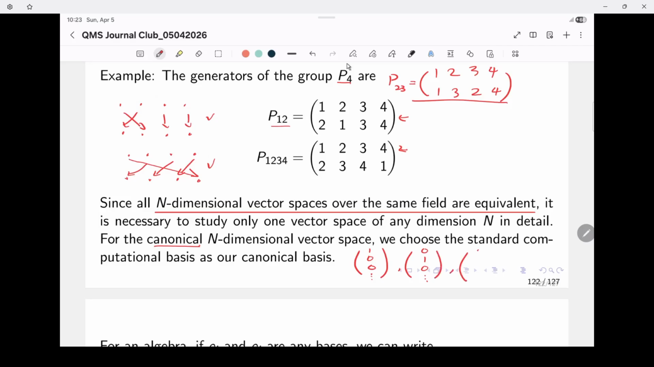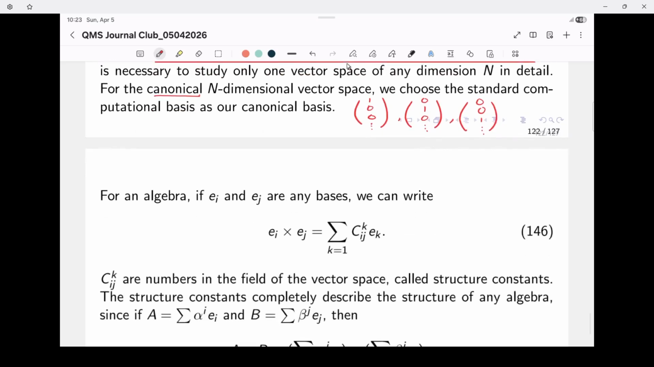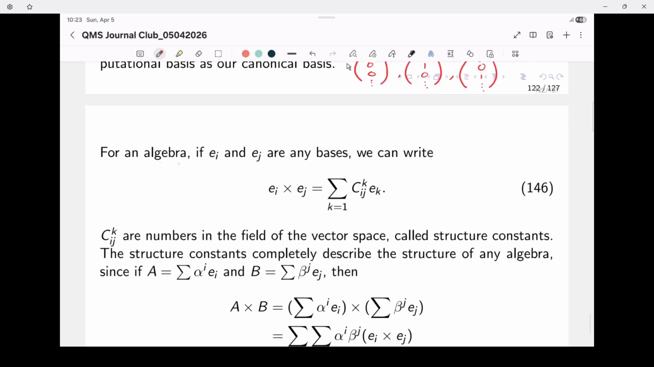Because that's the easiest for us to study. So this will be what we call the standard computational basis, or your canonical basis. So how about for an algebra? For algebra, basically you need to take care of your vector multiplications, and your vector multiplication usually will give you something like this. So this is what we call the structure constant of your algebra. They will decide what your algebra looks like.